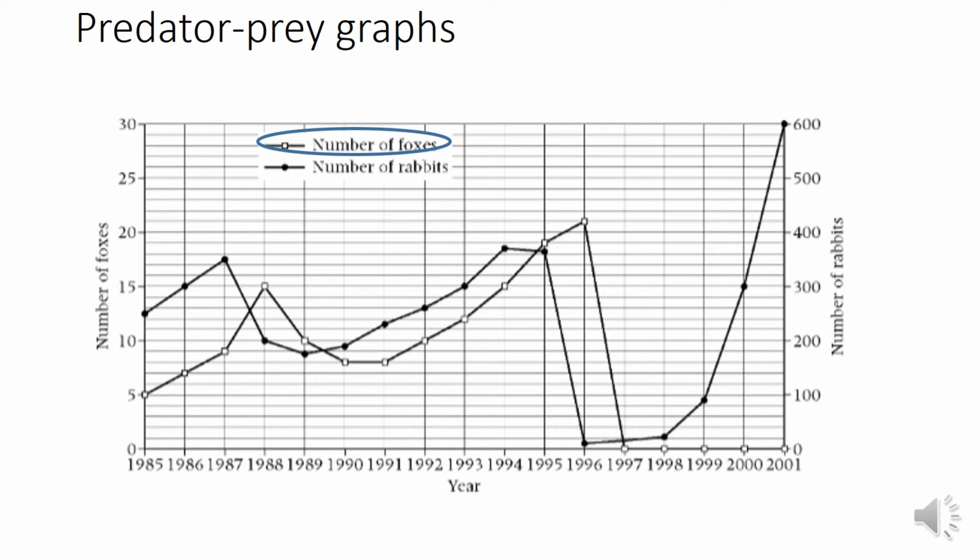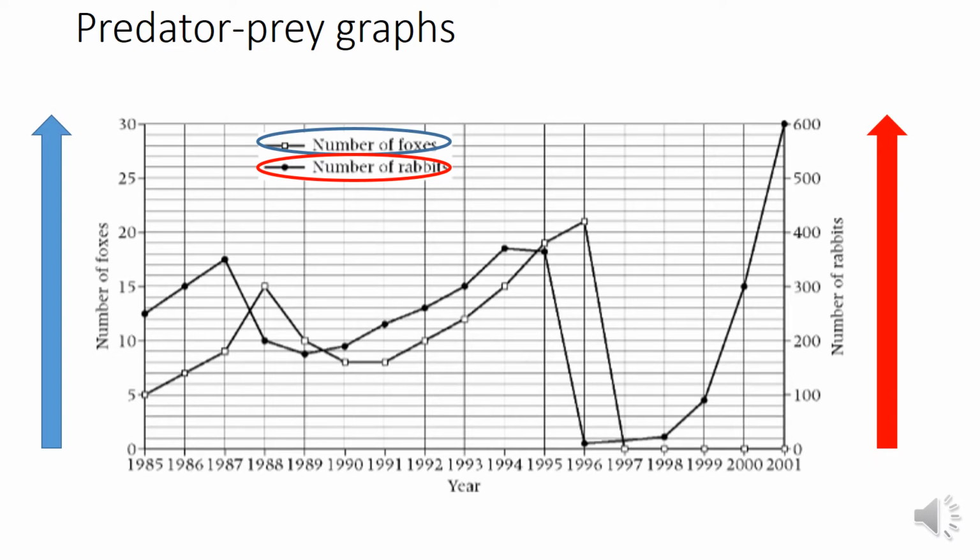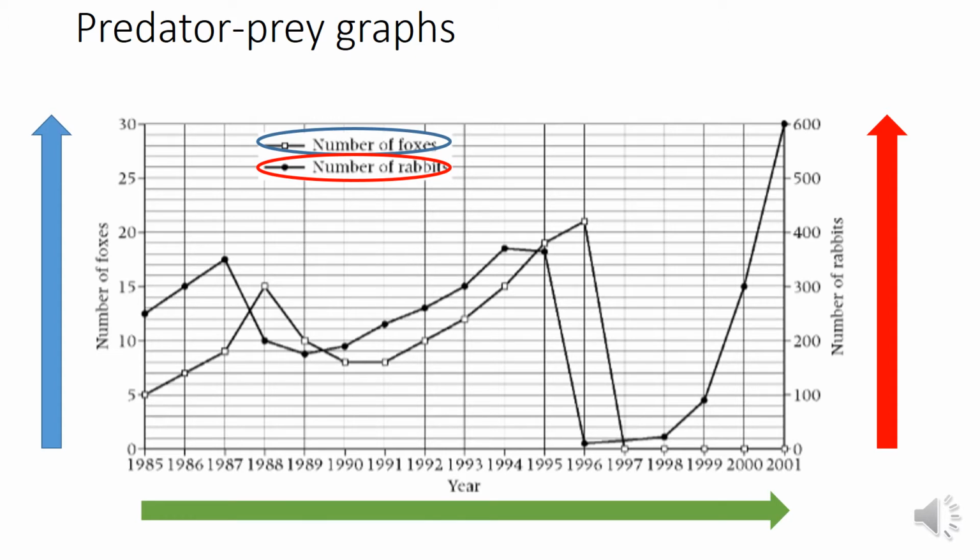You've got the number of foxes, which I've highlighted in blue, and the number of foxes can be found on the left-hand axis. Then you've got the number of rabbits, and the number of rabbits can be found on the right-hand axis. The only thing to be careful of is making sure you're looking at the right line. So the number of foxes have got the little white squares, and the number of rabbits have got the little black circles to show where the lines are. Then at the bottom you've got the time, so the years going from 1985 to 2001.